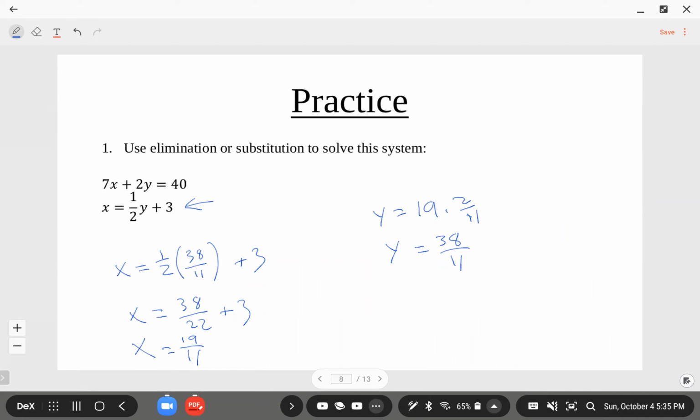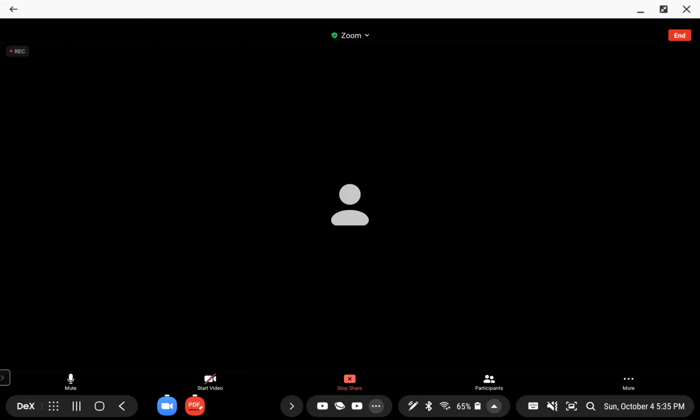And then we plus 3, right? And we find the common denominator. 3 is 33 over 11. And then we get x equals 52 over 11. So very good. That should be our answer. So any questions? Okay, no questions.